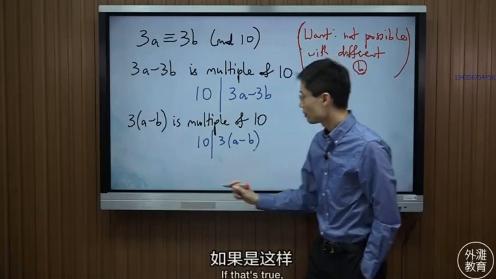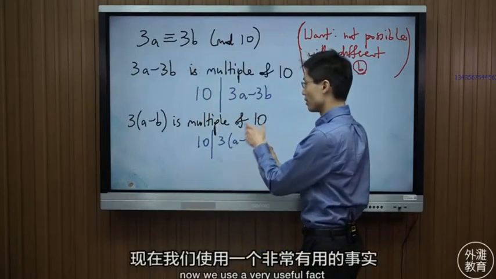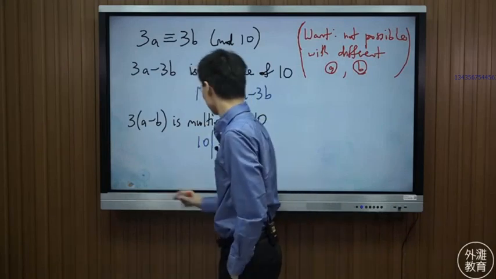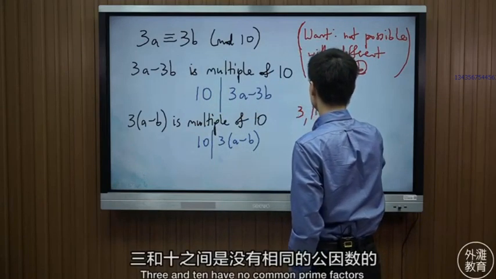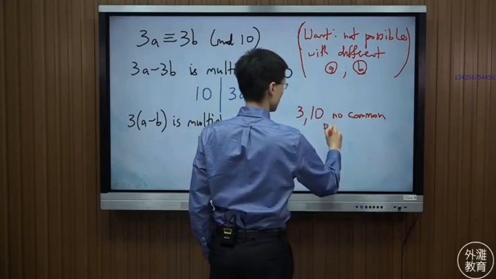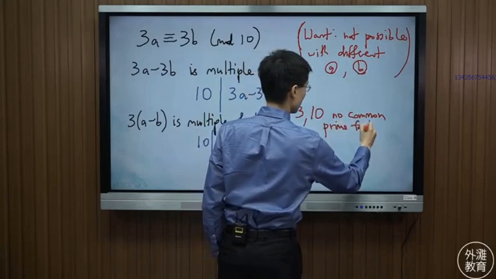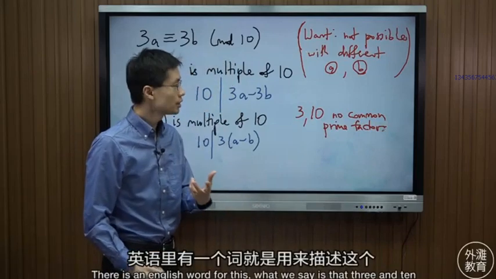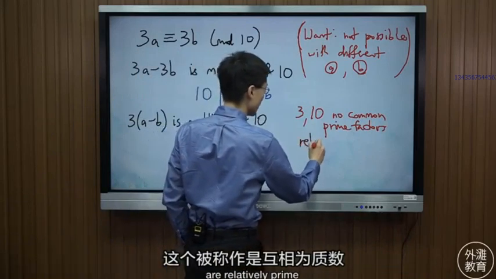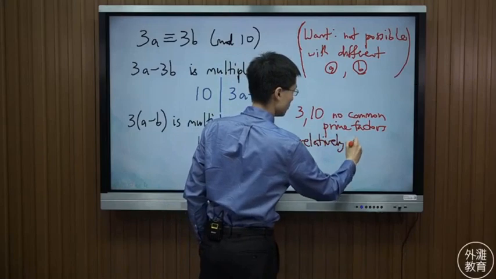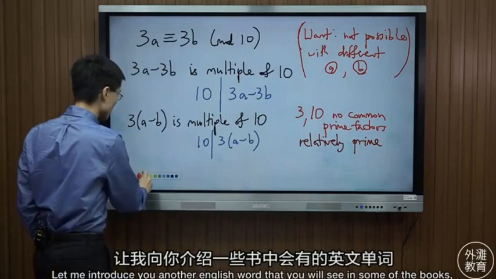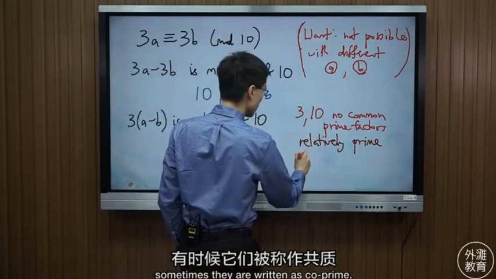Aha. If that's true, now we use a very useful fact. 10 and 3 do not have any common factors. 3 and 10 have no common prime factors. There's an English word for this. What we say is that 3 and 10 are relatively prime. Let me introduce to you another English word that you will see in some of the books. Sometimes they are written as co-prime.